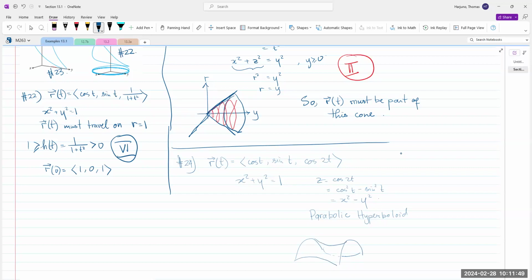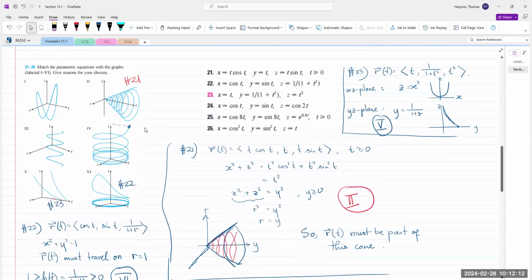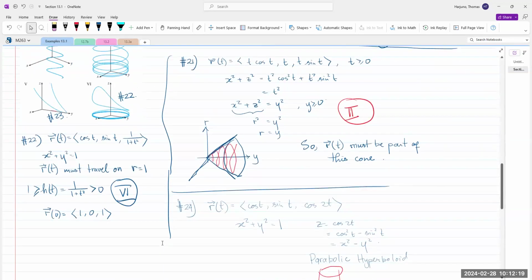Okay, but at the same time, it is intersected by a cylinder with the z-axis. Let me use a different color. Okay, so the path must be traveling like this. And I think the one that matched that one is number 1, right? So this is number 24, and this is the first graph.